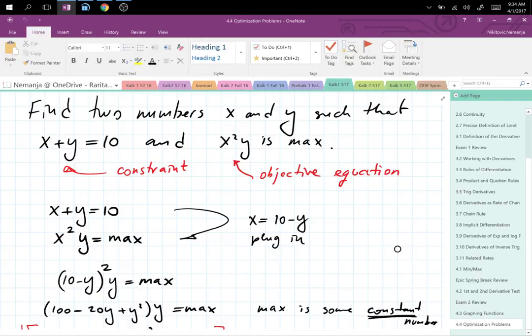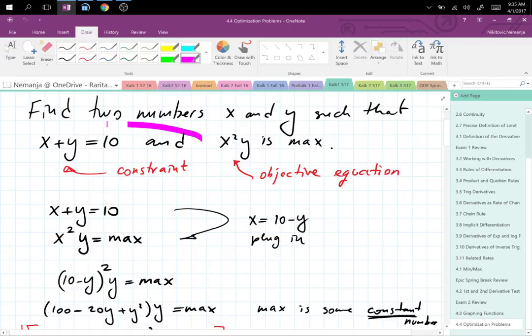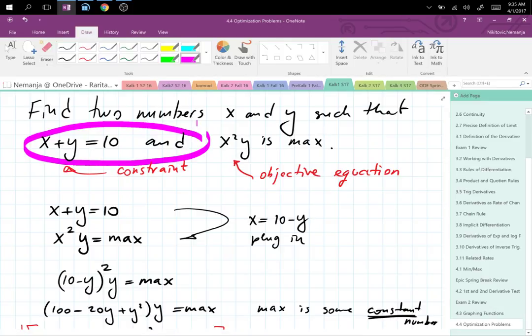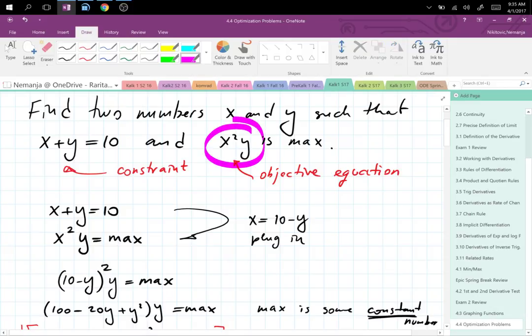So we are looking for two numbers. In this case, this is a very first example just to illustrate how things work. So we have two numbers and we want them to add to 10. If you have two numbers that add to 10, we run into something we call a constraint equation. So we want to find numbers so that, if they add to 10, this value is a max.